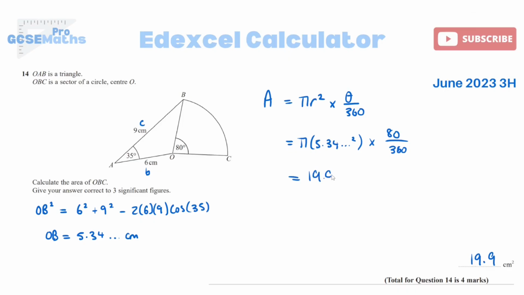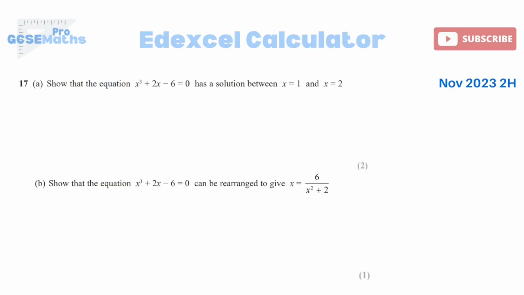And that's literally it. It's just combining those two things together. Question 17 is all about iteration. This is the one where I'm showing you all of the different kind of part A, part B, part C combinations that they could do.